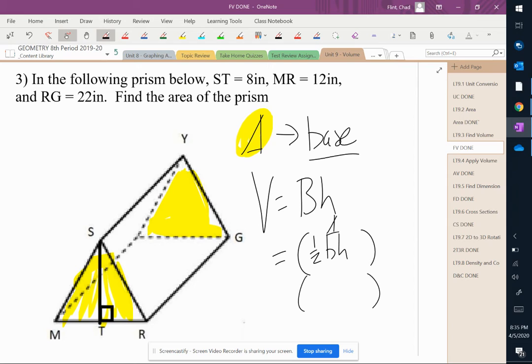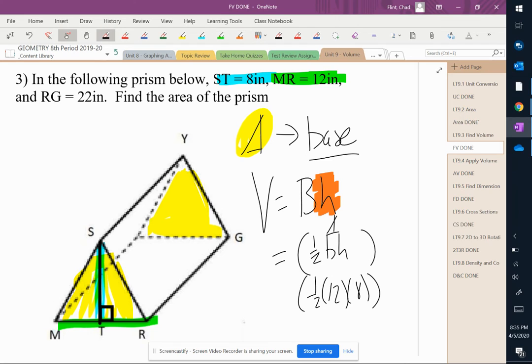So the triangle's base is MR. Let's highlight some stuff here. MR is the base. The height of the triangle is ST, which is this right here. So it's going to be 1/2 times 12 times 8. Then we're still not out of the woods with this yet because it has an H right here. And normally, even if you get this set up right, we think, oh, H, it's 8. It's 8 tall. But it's not 8 tall because that prism would be standing up on its end.